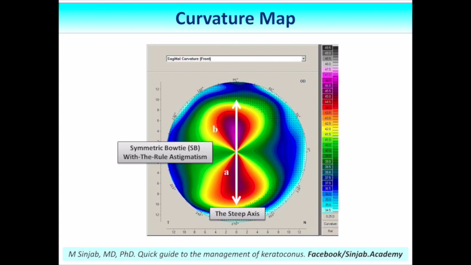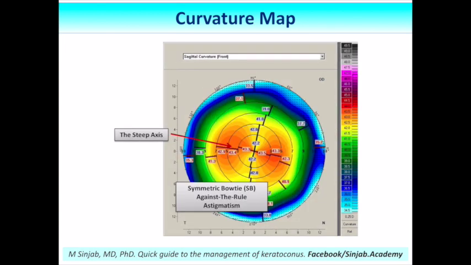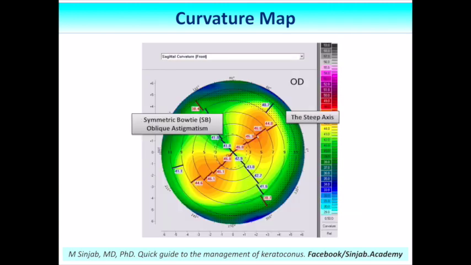Regarding the pattern or the shape of the pattern, the normal pattern is the symmetric bow tie, SB. When this symmetric bow tie is vertically aligned, it represents with the rule astigmatism because the steep meridian is the vertical one. Whenever the bow tie is horizontally aligned, then it represents an against the rule astigmatism. And when it is obliquely aligned, it represents an oblique astigmatism.